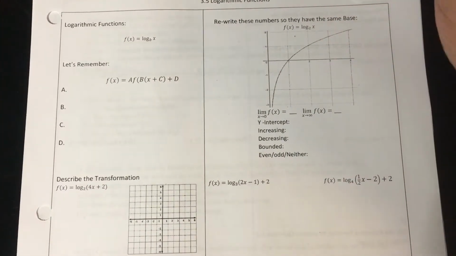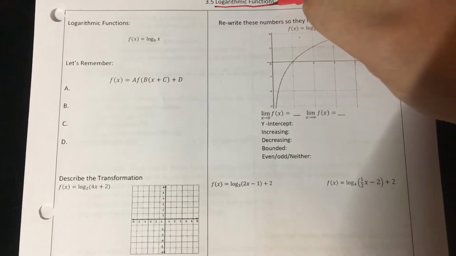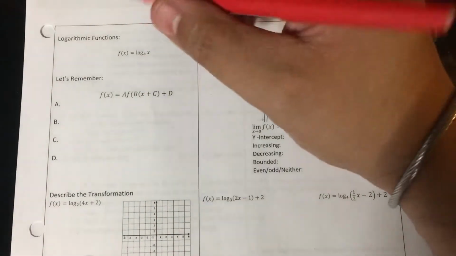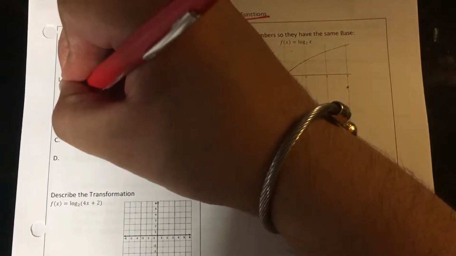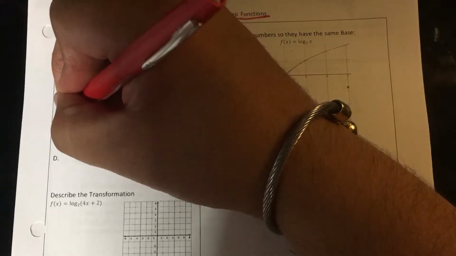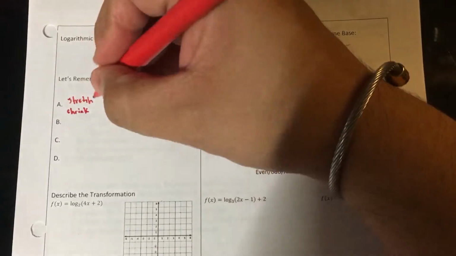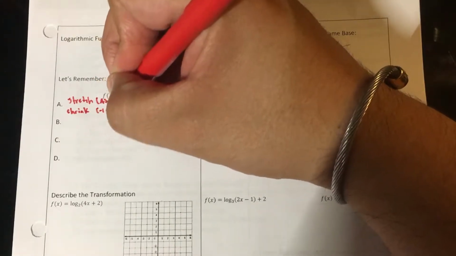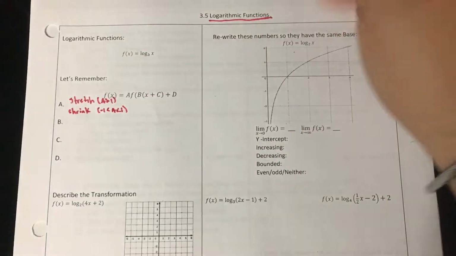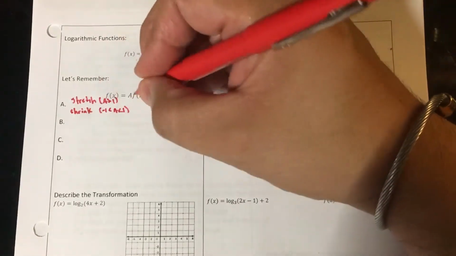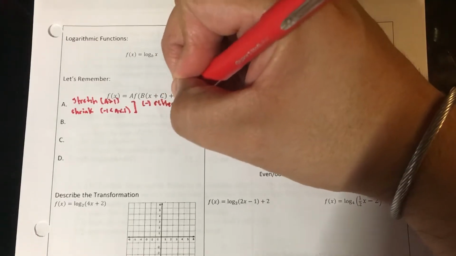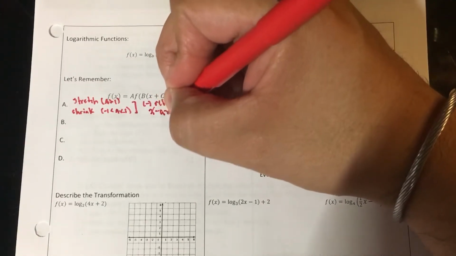Alright guys, so this is the logarithmic functions video. We're going to talk about transformations. So I have stretch and shrinks with the A, or compress, it's the same thing. When the A is bigger than 1 or between these values, it is a shrinking. And remember, when I have a negative sign, that is a reflection across the x-axis here.